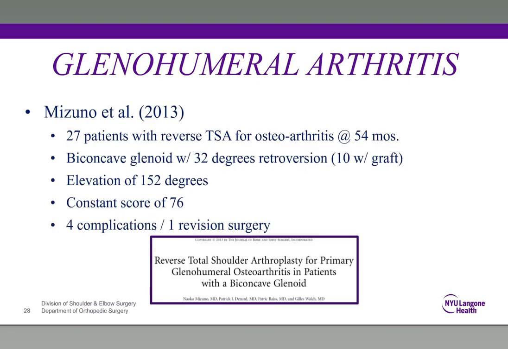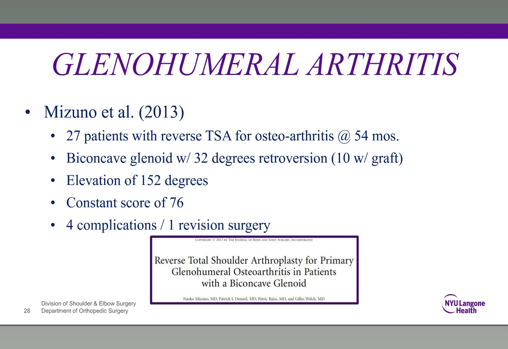So this experience was also written up and published by Charles Walsh, where he treated 27 patients with osteoarthritis and intact rotator cuff, but he treated them with reverse replacements due to the significant amount of bone loss on the glenoid. These patients had significant bone loss, including up to 32 degrees of retroversion. So many of these patients did require bone grafting.